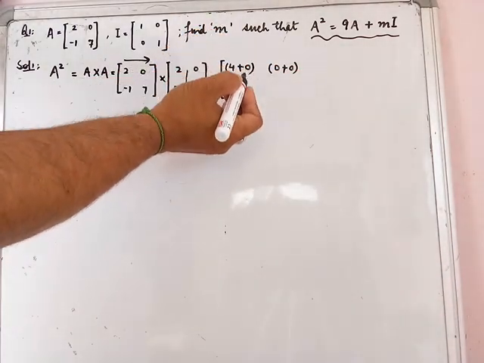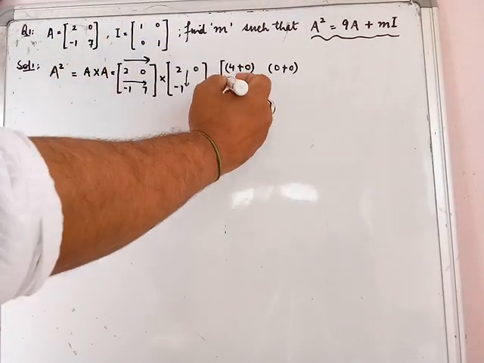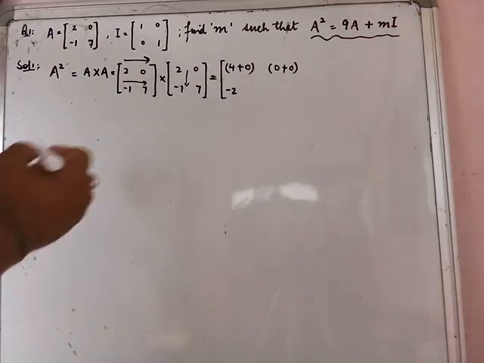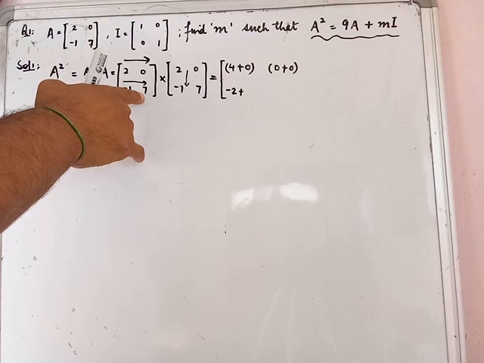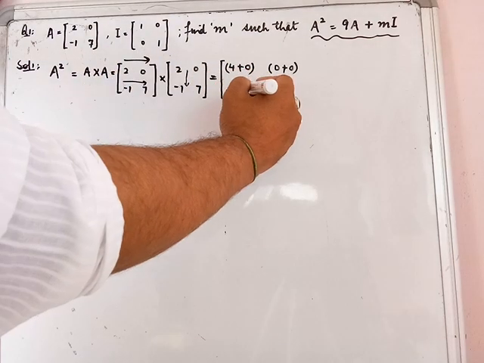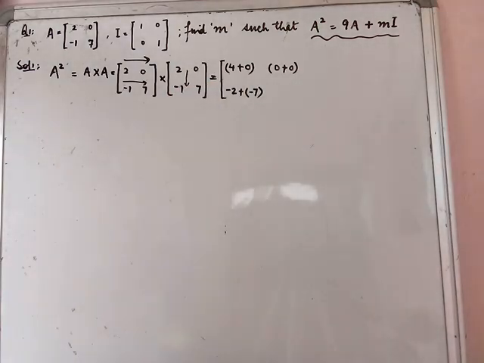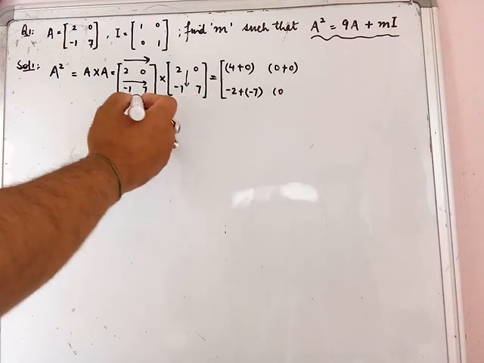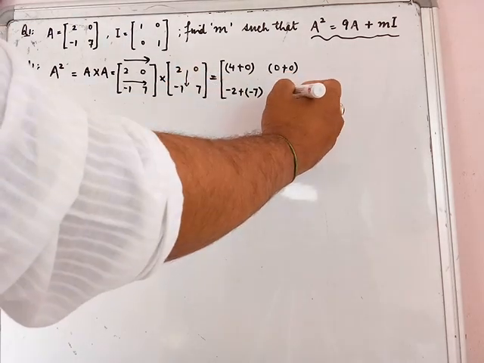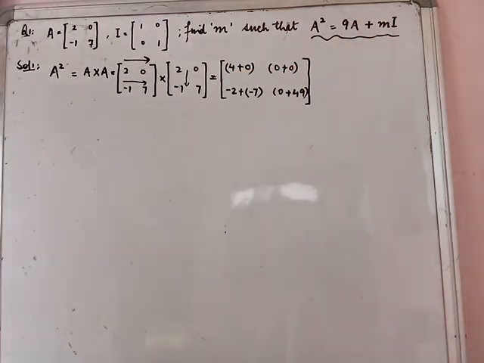Okay, now coming down to the second row. Minus 1 into 2 is going to give you a minus 2, and plus 7 multiplied by minus 1. Okay, 7 multiplied by minus 1 will give you a minus 7. Now coming to the last entry, minus 1 into 0 is 0 and 7 into 7 is going to give you a 49. Please be very careful with the multiplication of the corresponding elements.